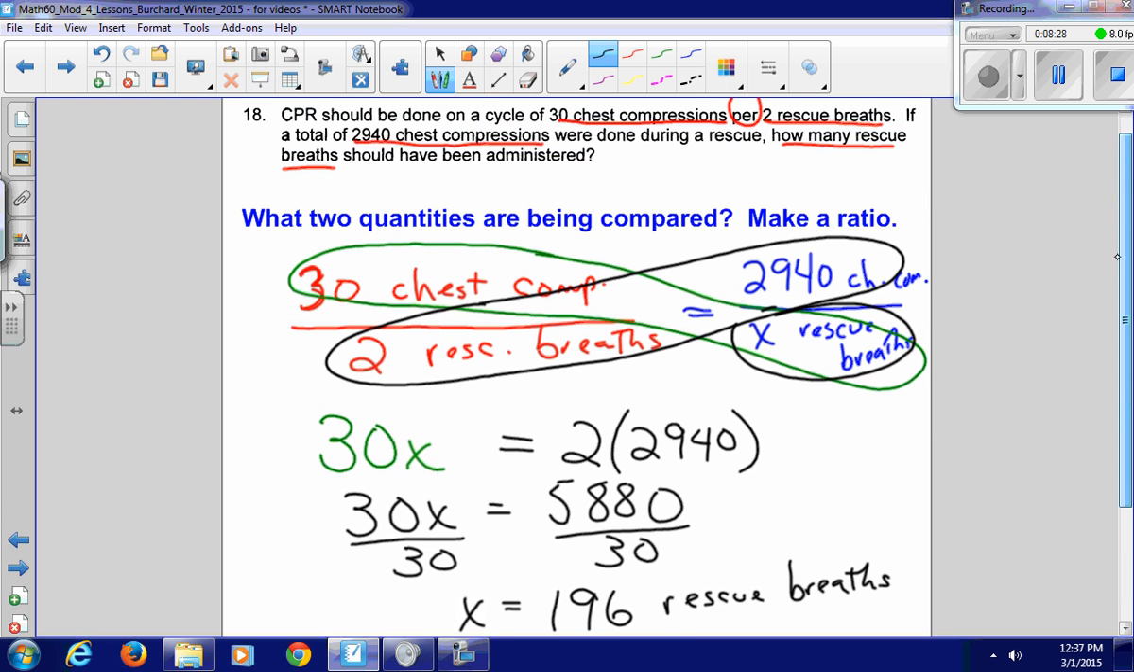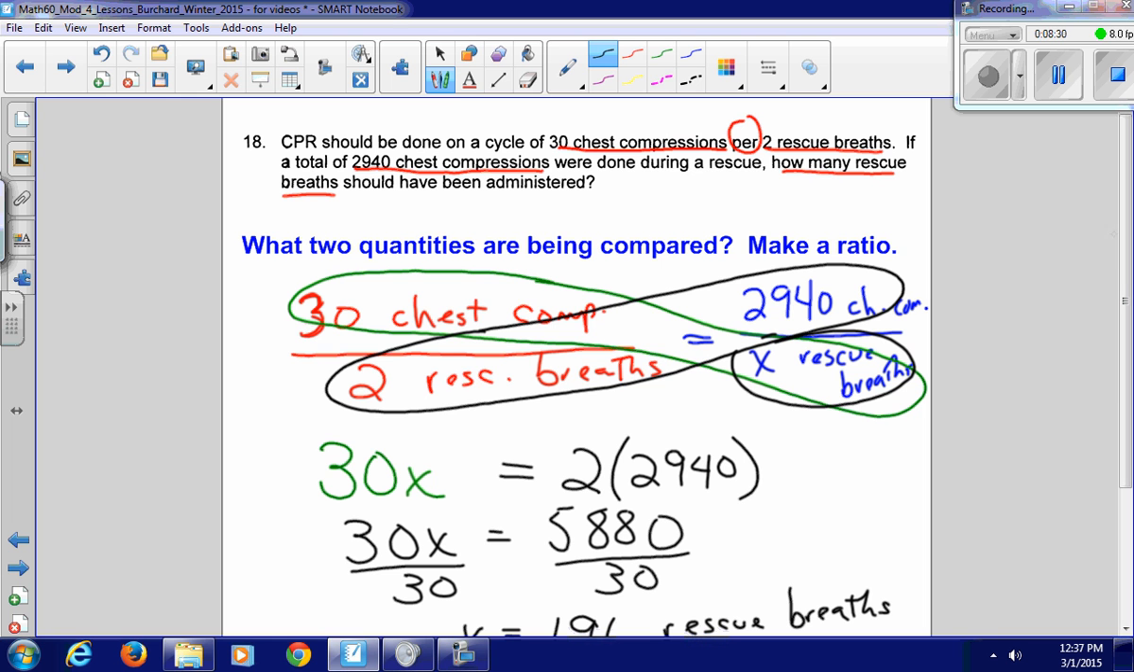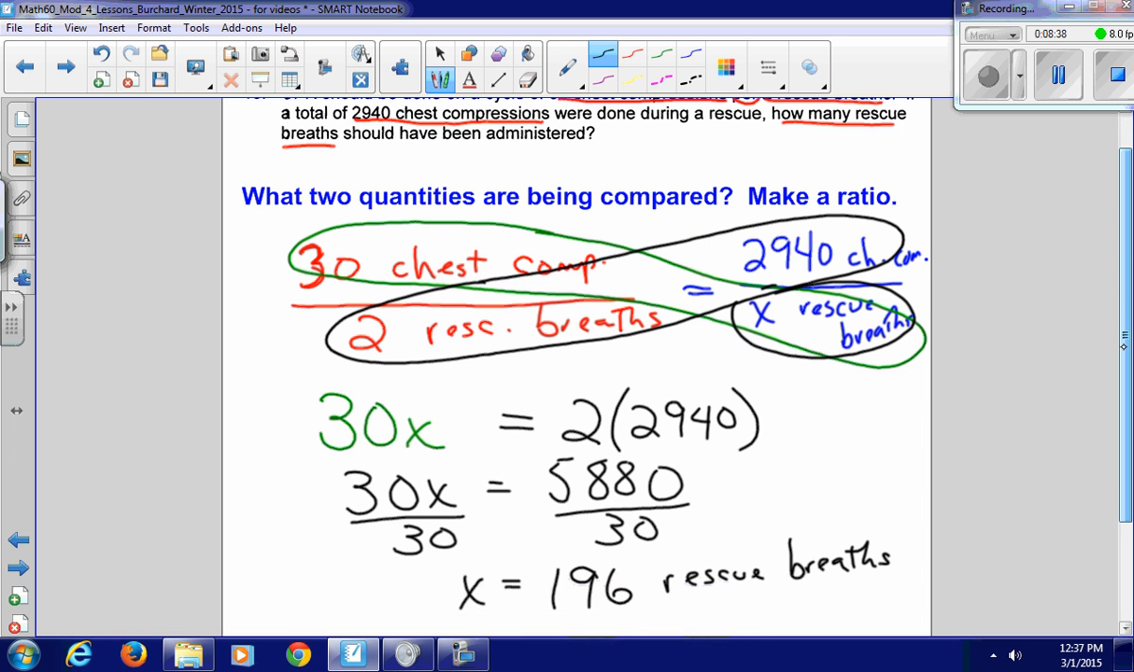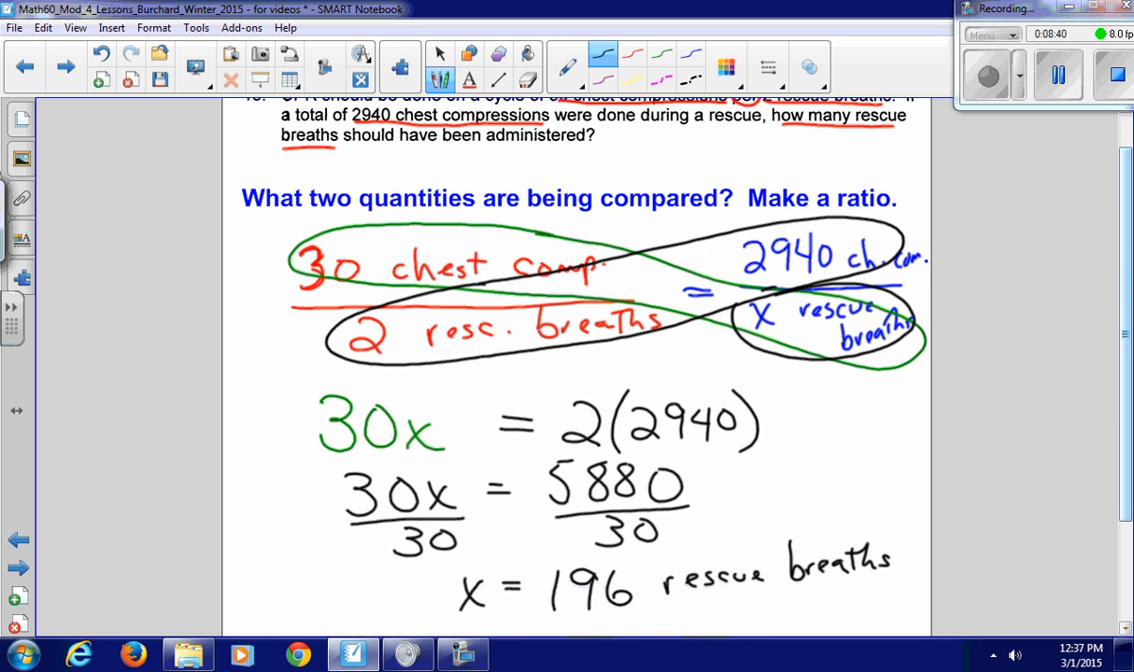So if we go up to the top, think about what we were being asked. If a total of 2,940 chest compressions were done during rescue, how many rescue breaths should have been administered? Our answer is 196 rescue breaths should have been administered.